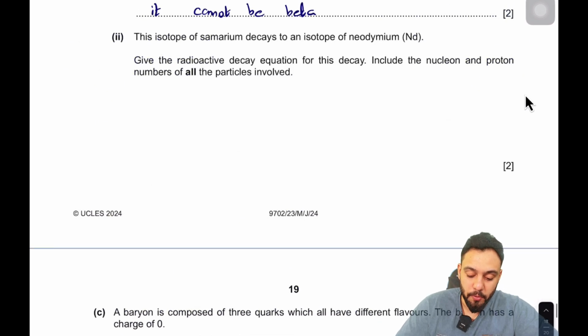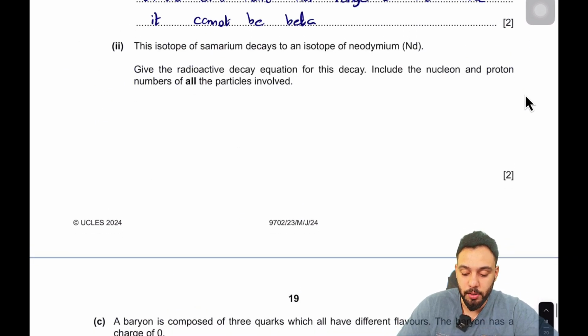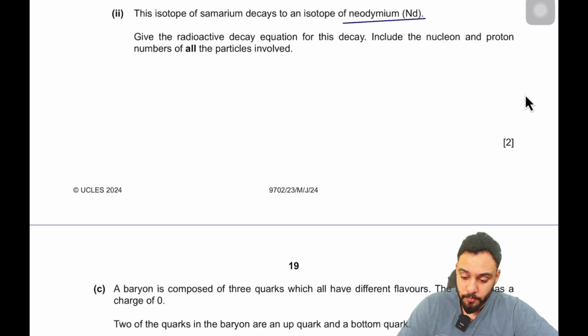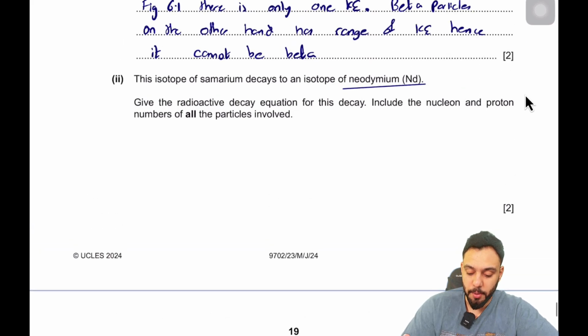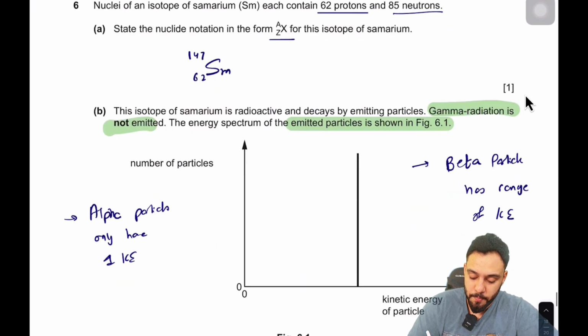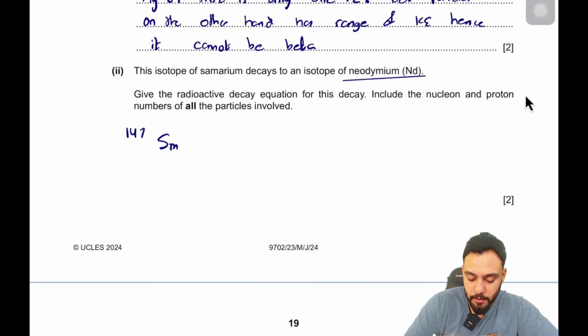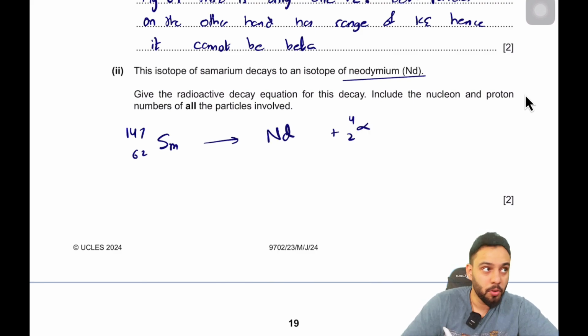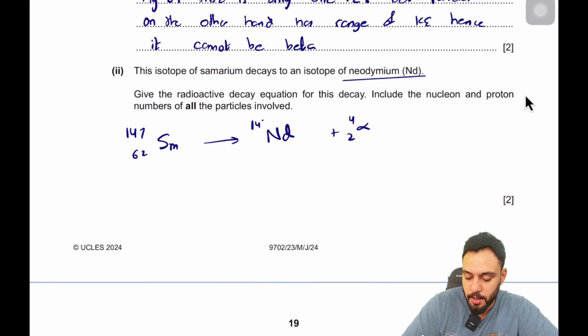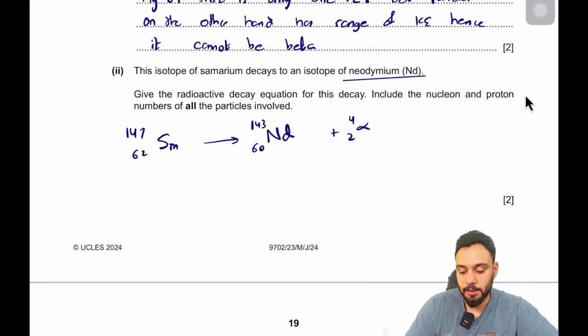Alright, the isotope of samarium decays into the isotope of neodymium. But I don't know what that is. Give the radioactive decay equation for this decay, include the nucleon and proton numbers of all the particles involved. Okay, so there's going to be an alpha decay. So there's going to be a particle that's Sm 147, 62. Sm 147 and 62 decays into Nd, and then an alpha particle that's 4, 2. So 147, that's going to be 143 and 60. That's the equation.